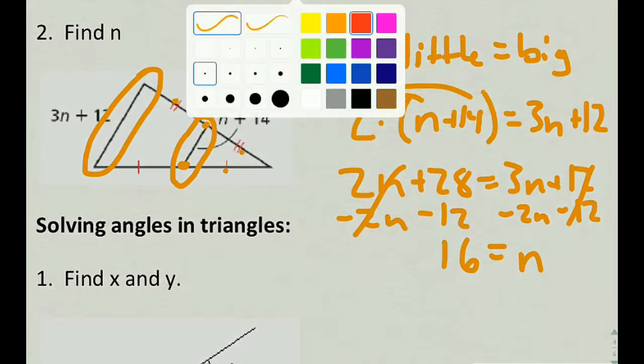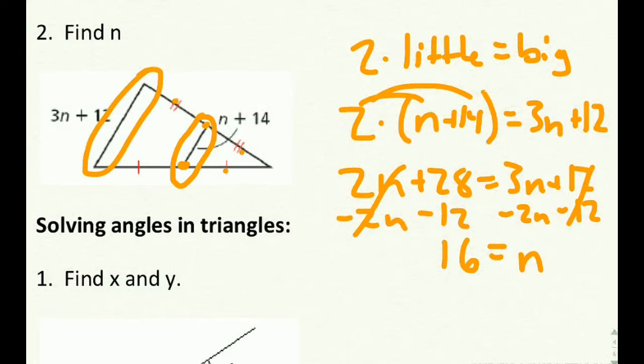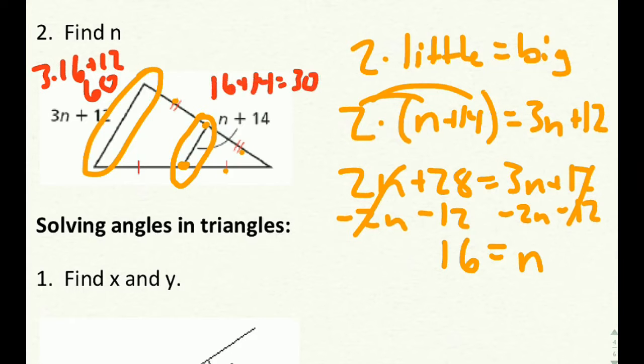Again, we always want to test this, make sure it works, so I plug in 16 here. 3 times 16 plus 12 is going to be 48 plus 12, which is 60. 16 plus 14 is going to be 30. And 30 is half of 60, so that's exactly right again.